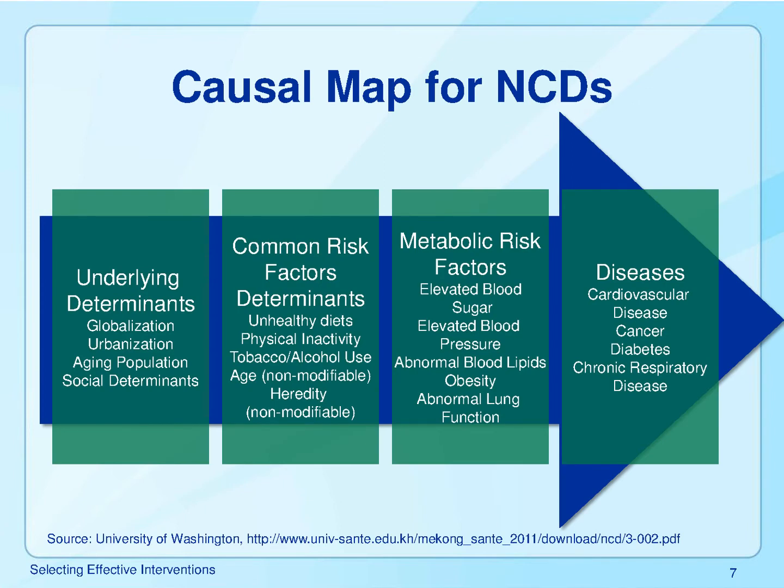Here's an example of using a causal map or pathway for a non-communicable disease or a chronic disease. Now we move from underlying determinants to common risk factors to metabolic risk factors to specific diseases. Now usually these maps are not used for general types of diseases as is shown here, but for very specific situations.